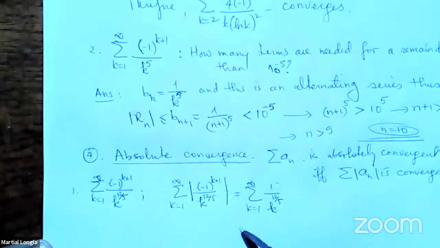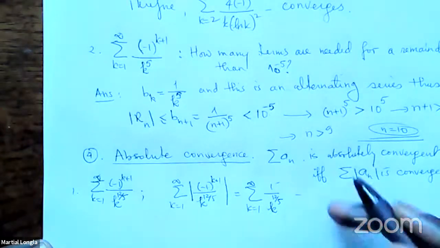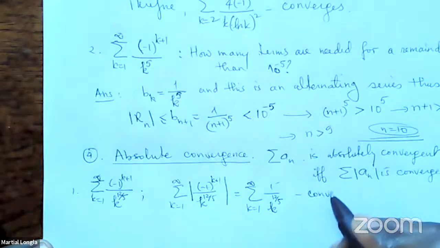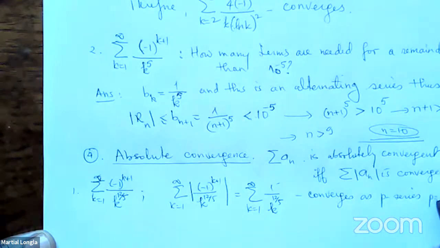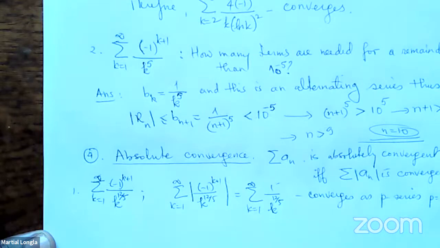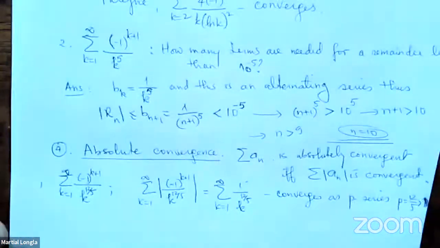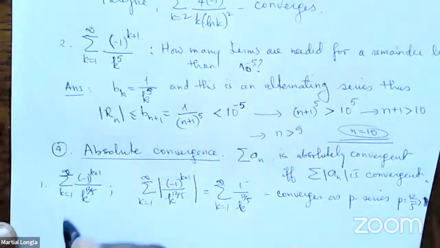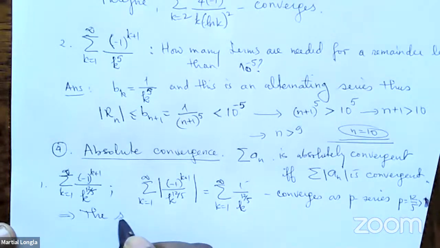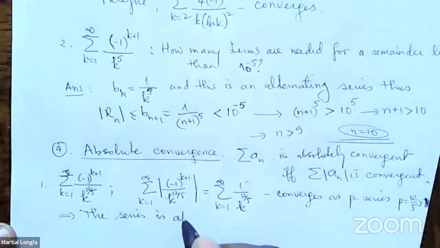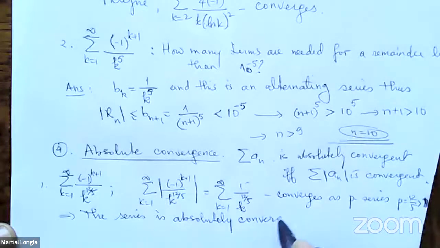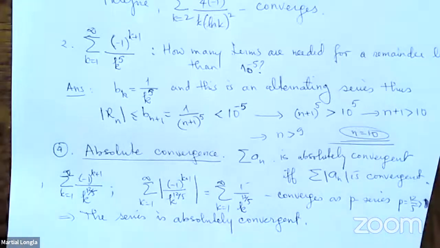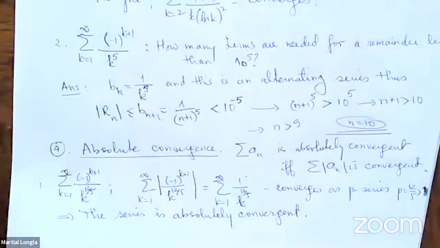Now this sum, 1 over k to the 12/5, is a p series. P equals 12/5, which is larger than 1, so it converges. Therefore, the series is absolutely convergent. There's nothing else to do there, and no need to write anything else to explain.